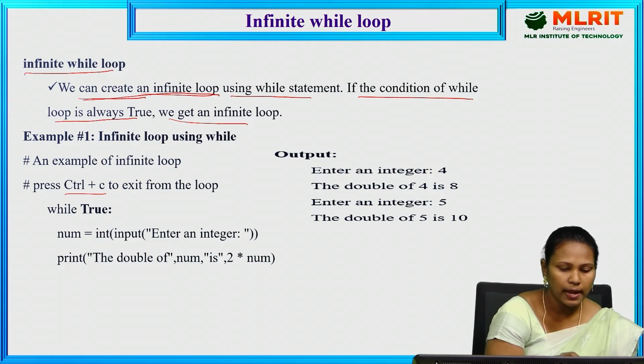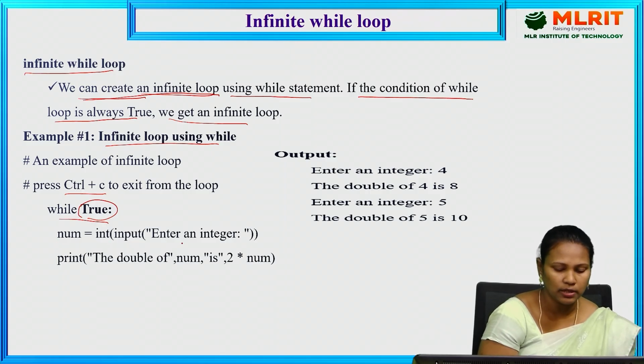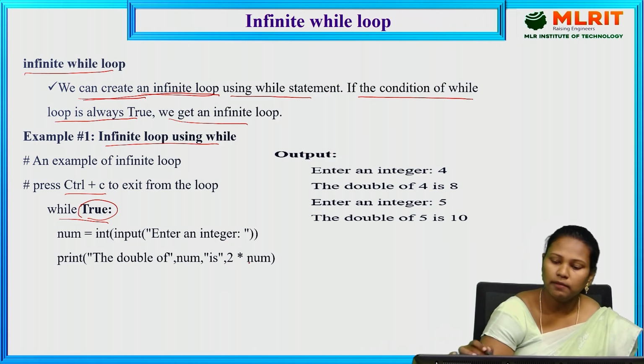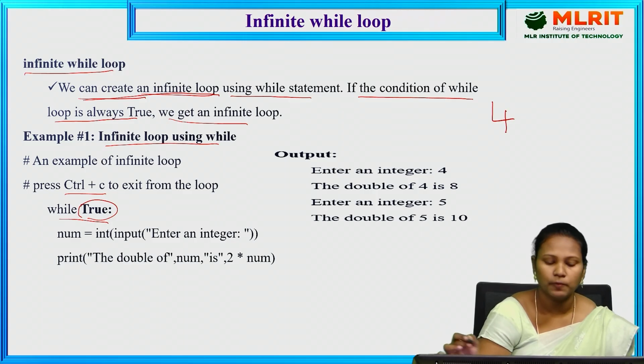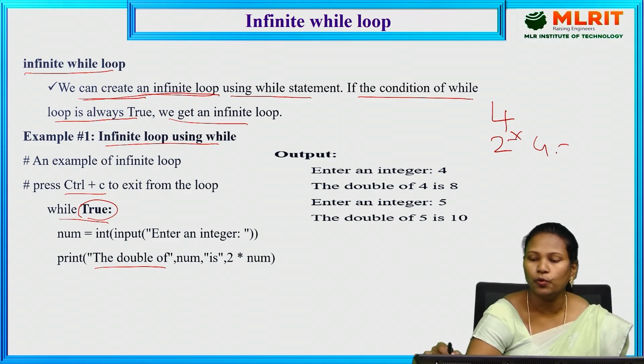Here I am taking an infinite loop example using while. While True, so every time it will be true only. num equals int of input, enter an integer. Then we print the double of the number, multiplying the number by 2. Here we need to enter the integer value 4. So the double of the number is 2 into 4, which is 8.